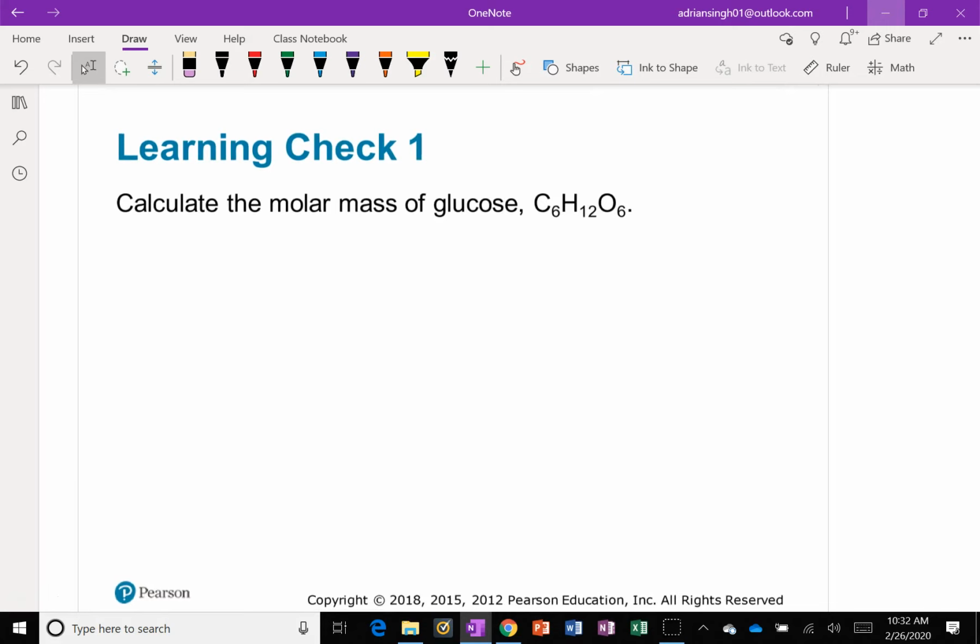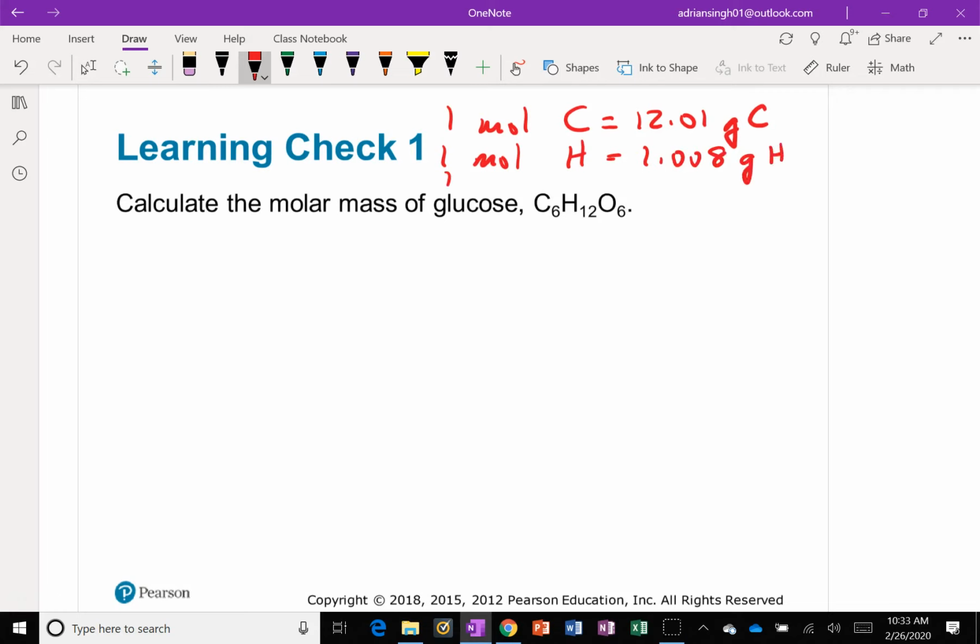Okay, so I want you to take a minute, maybe 2 minutes, and I want you to calculate the molar mass of glucose. And I'll give you the individual molar masses. So 1 mole of carbon is 12.01 grams. 1 mole of hydrogen is 1.008 grams of hydrogen. And then 1 mole of oxygen is 16.00 grams. Okay, so calculate the molar mass of glucose.